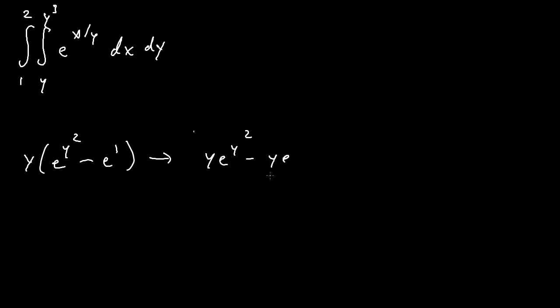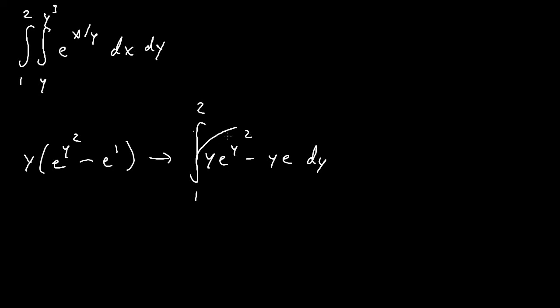So if I distribute over the y, we'll get y times e to the y squared minus y times e. So now that I have evaluated the inner integral, let's evaluate the outer integral. So I'm going to put y times e to the y squared minus y times e inside the integral from 1 to 2 times dy. Now we're going to integrate with respect to y. So y is going to be treated as a variable.